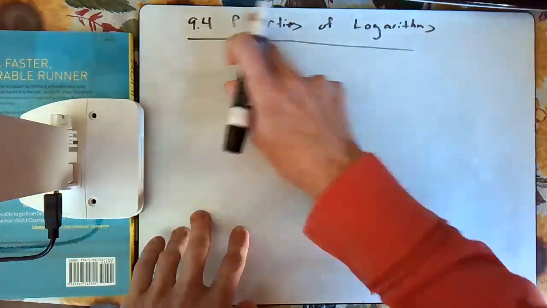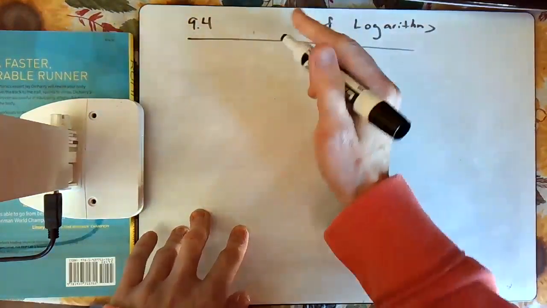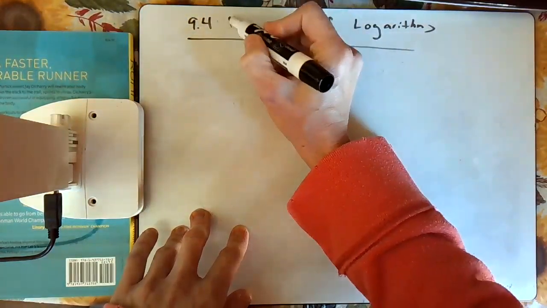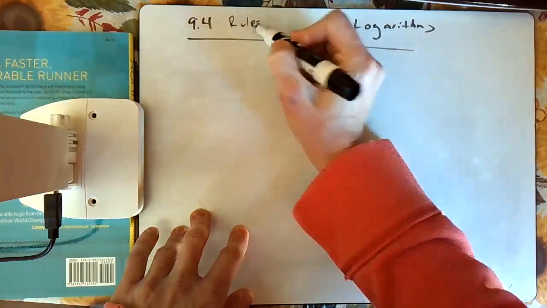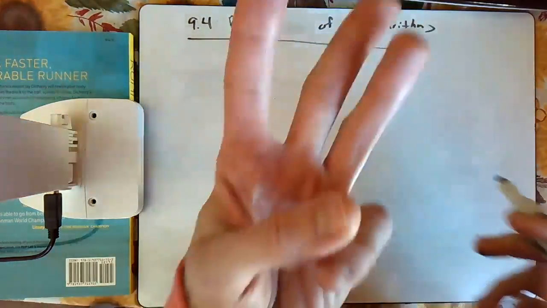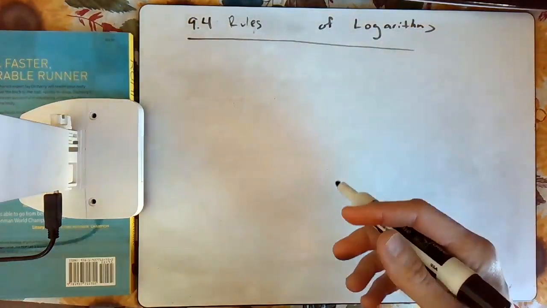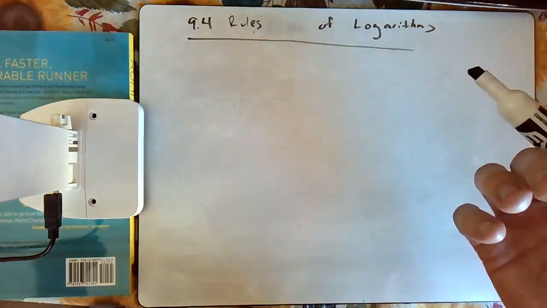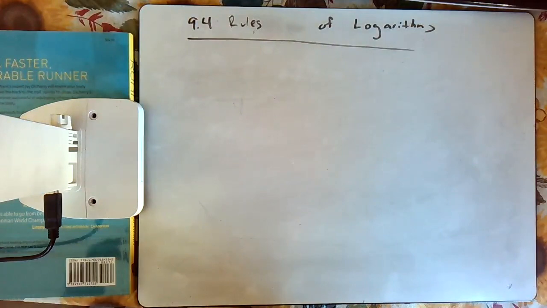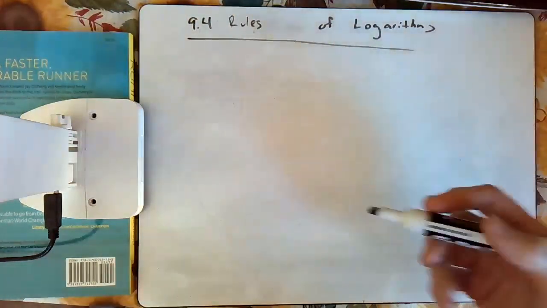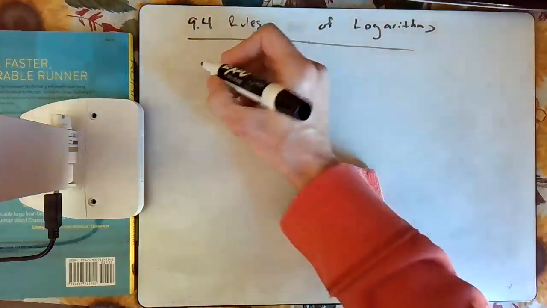Or actually, I won't say properties. Let's call it the rules of logarithms. And there's three rules that you need to remember. And again, why do we need to know these rules? It's so that when we solve logarithmic equations, you're going to have to apply these rules all the time. So, like I said before, there's three.